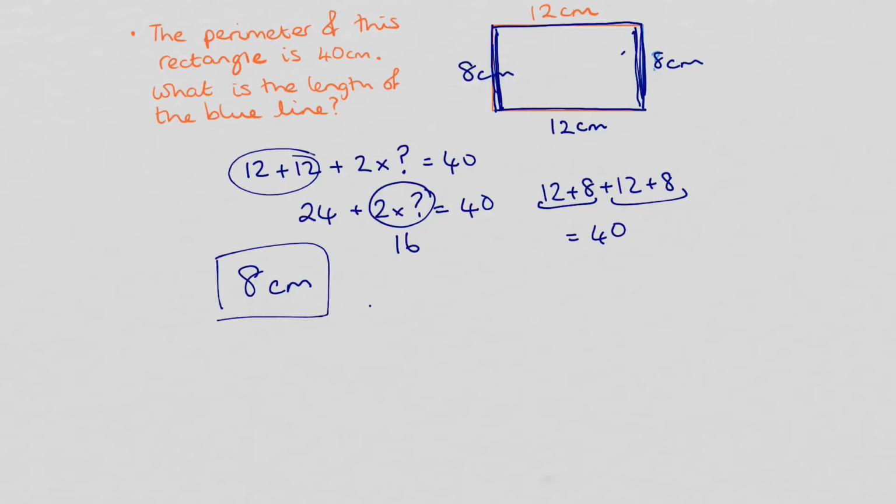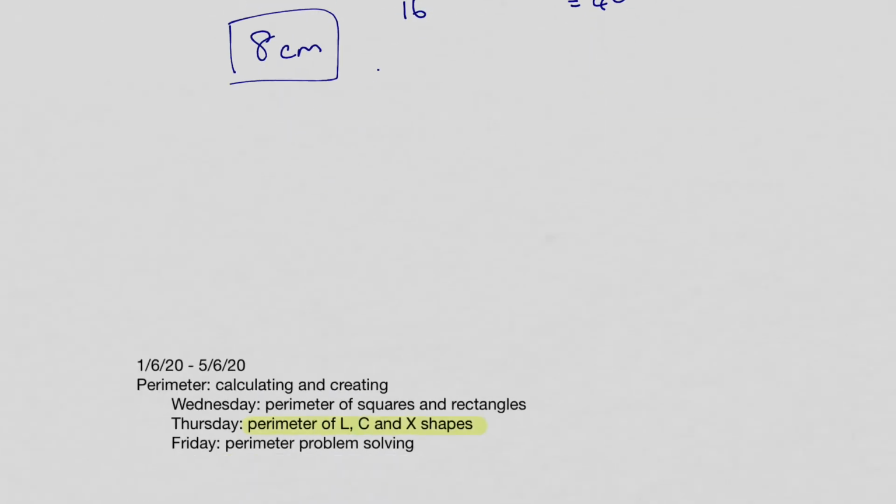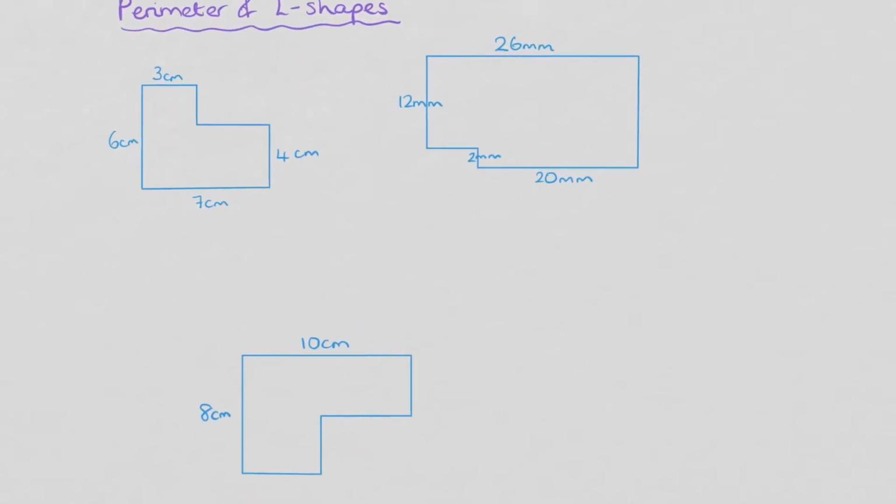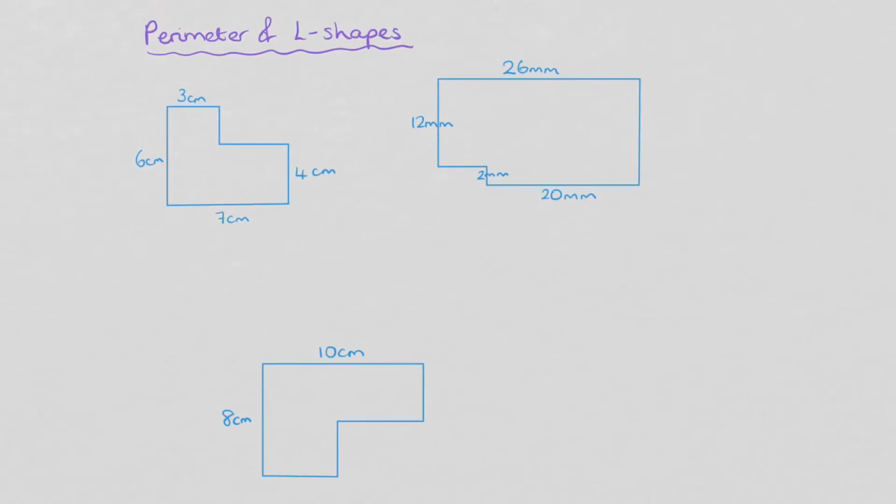Okay, right, so let's have a look where we're up to. So yesterday we did perimeters of squares and rectangles, and today we're going to look at perimeters of L, C and X shapes, and then tomorrow we're going to go on to doing some problem solving type puzzles with perimeter. Okay, so when I say perimeter of L shapes, this is what I mean. It's basically a rectangle with another rectangle cut out of it. Okay, that makes you have this L shape there.